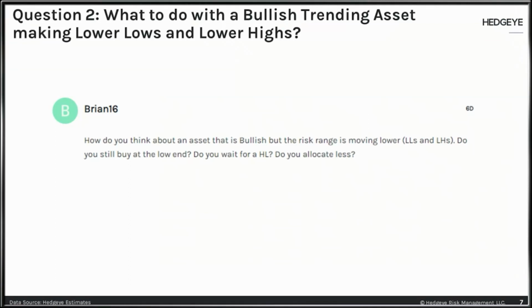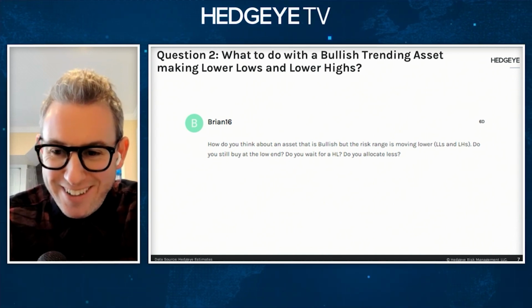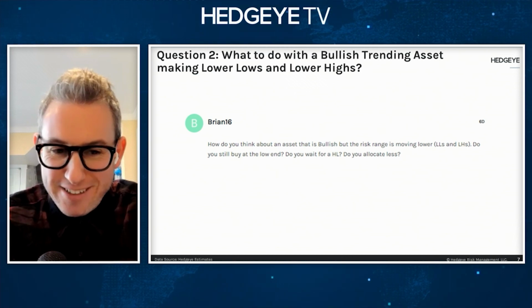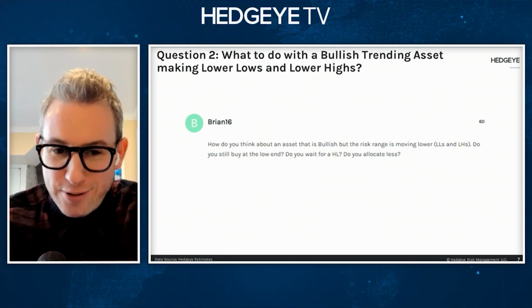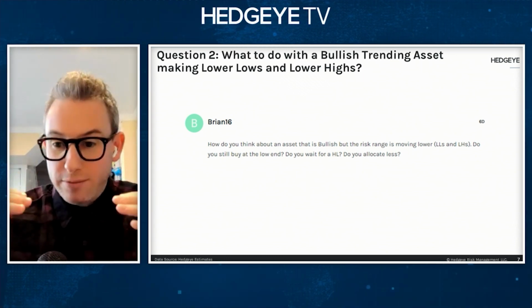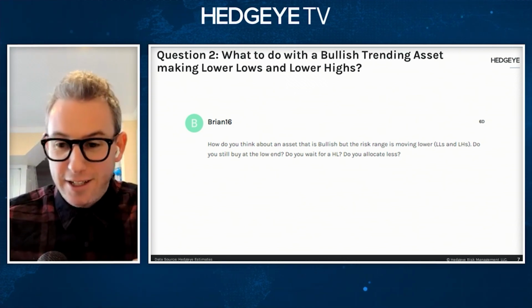So what do you do with a bullish trending asset making lower lows and lower highs? So this one, I suspect, probably is being generated off of the dollar, the USD, although it could also maybe have been XLE last week and that kind of thing. But the short answer is when the signal starts to put in lower lows and lower highs, you just gross down, right? AKA you sell some, you sell some on green days, and that's about it.